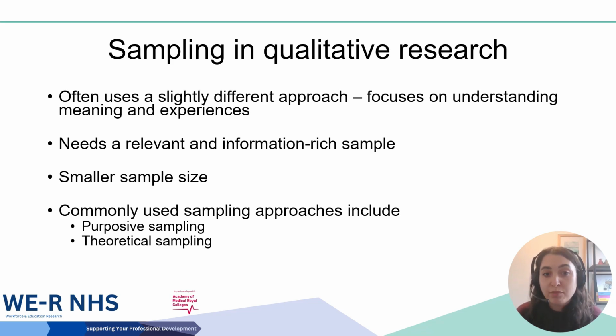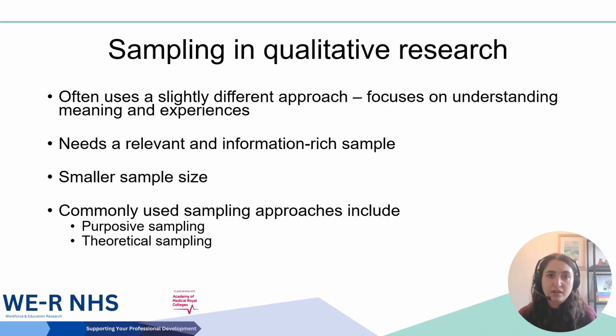Similarly to my previous example, this could involve particularly choosing commissioners or service managers, people that have a particular role who you know will know certain information, for example, around the impacts of the introduction of a new policy or a new treatment, for example.